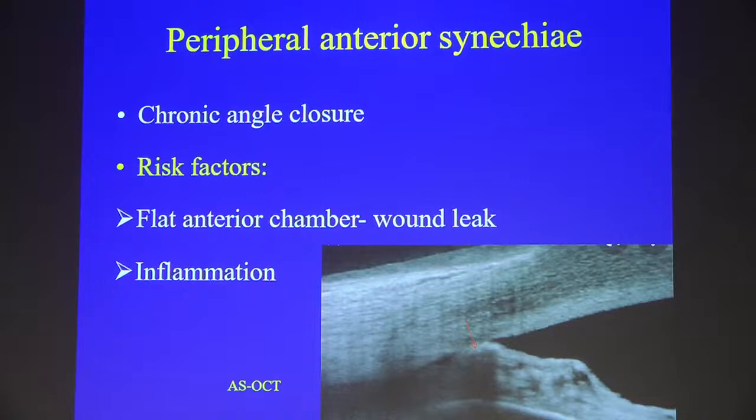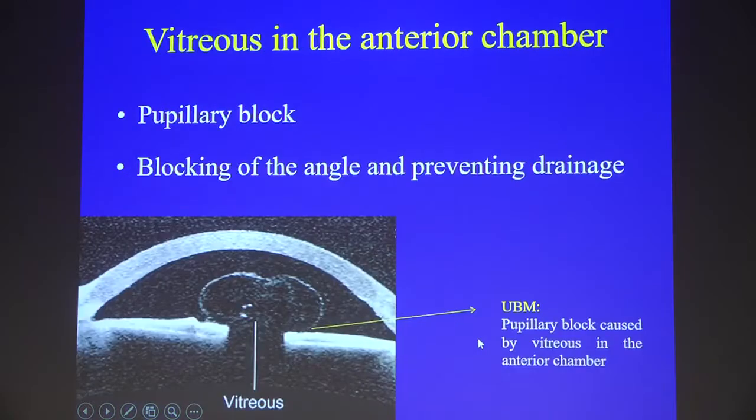Peripheral anterior synechiae and chronic angle closure: risk factors are a flat anterior chamber, wound leak, or inflammation, as you would see in the ASOCT here. Then vitreous in the anterior chamber, which can cause pupillary block of the angle and prevent drainage. That can be very clearly seen in the UBM: pupillary block caused by vitreous in the anterior chamber.